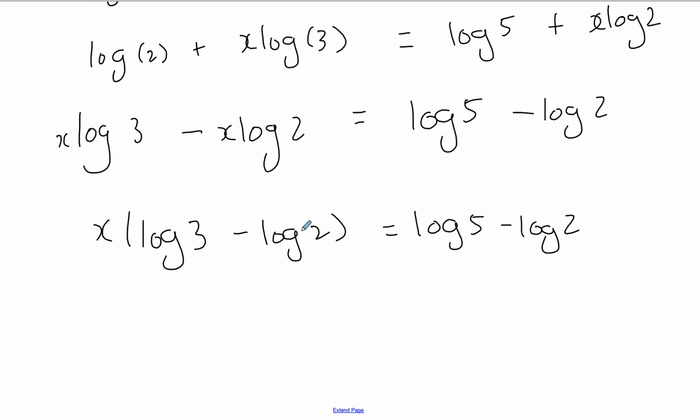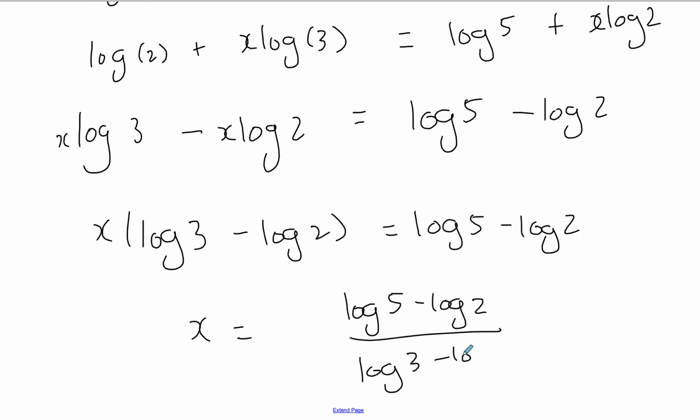And then to get rid of this, just divide both sides. So you have log of 5 minus log of 2 divided by log of 3 minus log of 2. And just plug this into your calculator, you will get 2.26. That's to 3 significant figures.